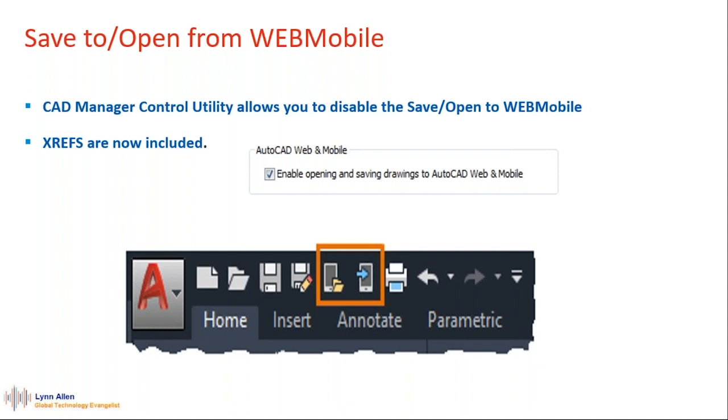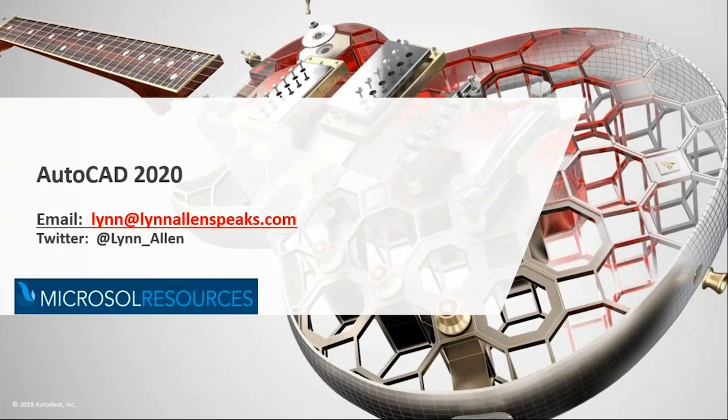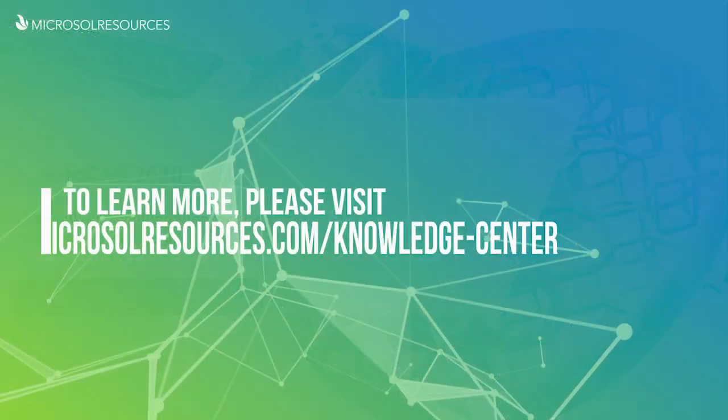And then the other thing, the good news is, for those of you who are using it, it didn't really handle XREFs in the past, but now it does. And that's extremely important, because so many of us live in the world of XREFs, right? Everything's XREF'd in. So you should have a better experience with it, for those of you who've tried it. Okay, so basically save to AutoCAD WEBMobile, so you can be out in the field and then open from AutoCAD WEBMobile. And that is it.